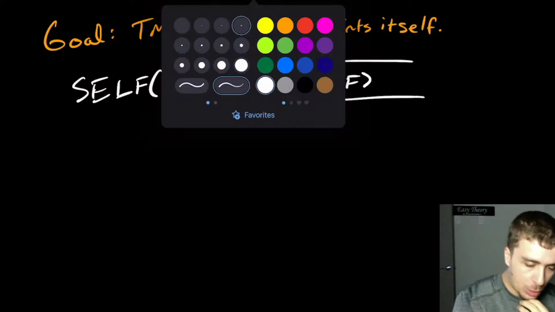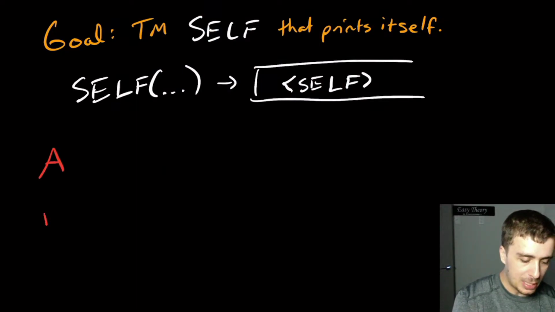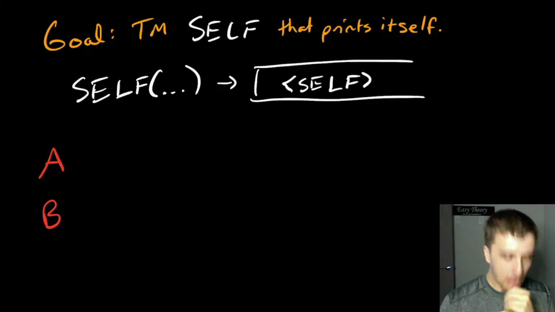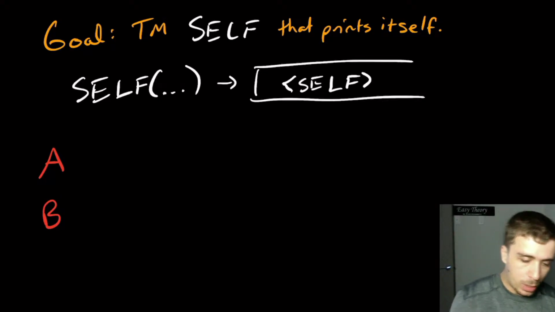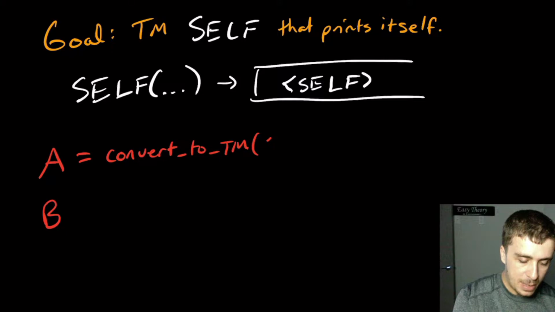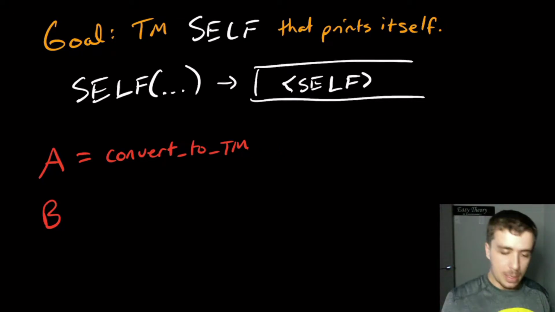And so essentially it's reproducing itself in some sense. This is going to work in 2 stages. We're going to have 2 Turing machines, A and B, and they're going to comprise the SELF machine. And how's this going to work? Well, A is going to be the convert function, convert to Turing machine of B. So not quite this, but it's going to be converting the Turing machine B.